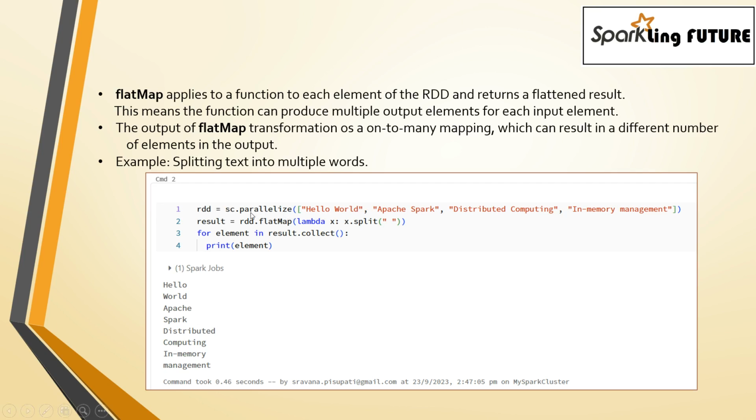So, here you can see, RDD is created with a set of strings, and after applying the flat map based on the space here, you can see the output with different words here. Instead of a string with the spaces, it is flattened to multiple words.